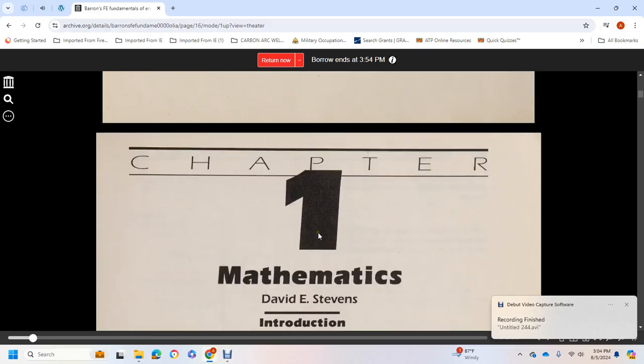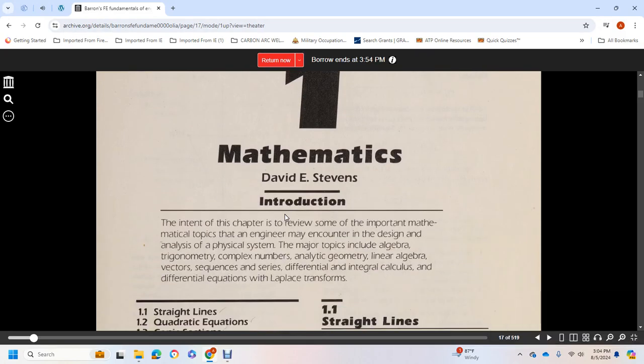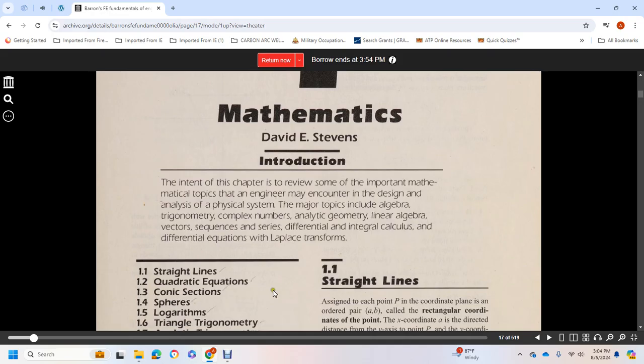Alright, Chapter 1, Mathematics, David E. Stevenson, with an introduction. This chapter reviews some of the important mathematical topics an engineer may encounter in the design and analysis of physical systems. The major topics include algebra, trigonometry, complex numbers, analytical geometry, linear algebra, vectors, sequences and series, differential and integral calculus, and differential equations with Laplace transforms.